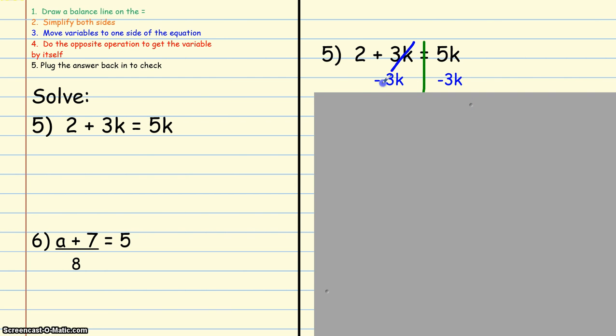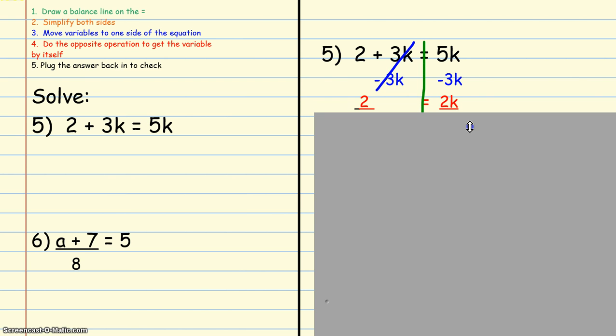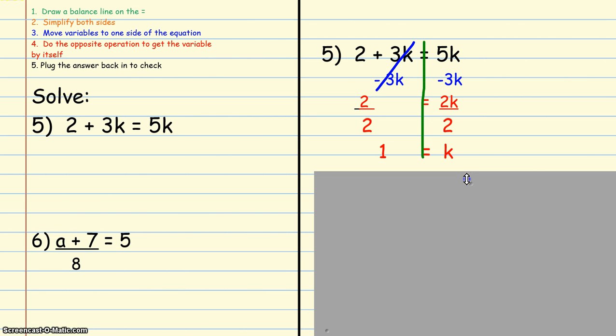Plus 3k minus 3k is eliminated, so now we are left with 2 on the left-hand side, and 5k minus 3k is 2k. Get the variable by itself, doing the opposite, we have 2 times k, so divide both sides by 2, and we get k equals 1.